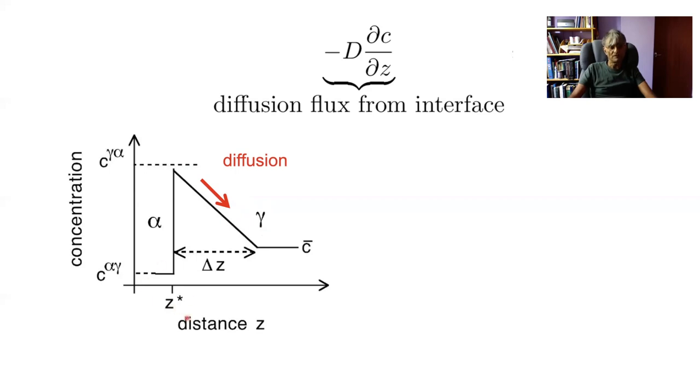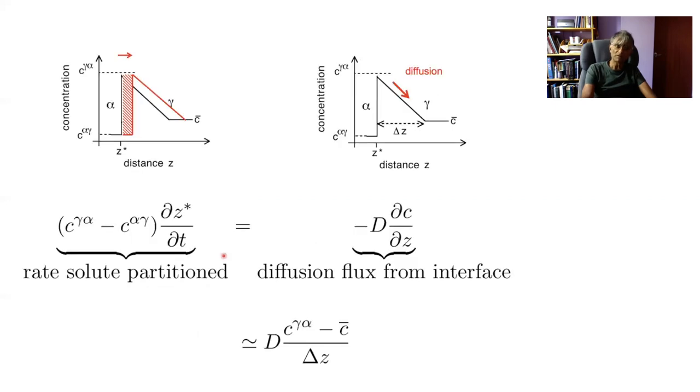So Z star is the length of the plate, and this is the diffusion distance ahead of the plate. This is an approximation. This should be an error function type problem, but it doesn't matter. We are not going to lose the essence of anything in the treatment by assuming that this is a straight line, and therefore we define a diffusion distance delta Z. So if I balance these two parts so that we maintain local equilibrium at the interface with these two concentrations, then I can replace this gradient here by C gamma alpha minus C bar divided by the distance delta Z.